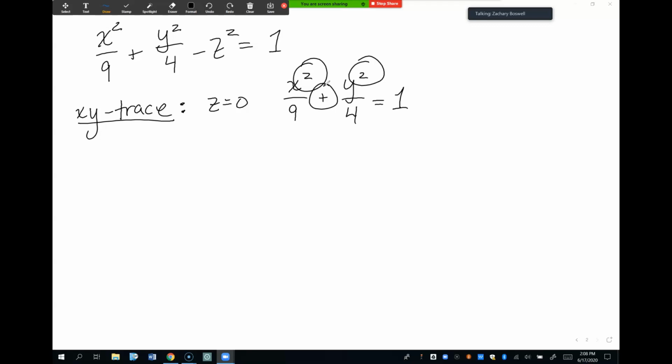I think it's a circle because they're both squared and they're added together. They're both squared and added together, so it definitely still could be a circle. But it's not. It's an ellipse. Can anybody tell us why it's not a circle and it's an ellipse?